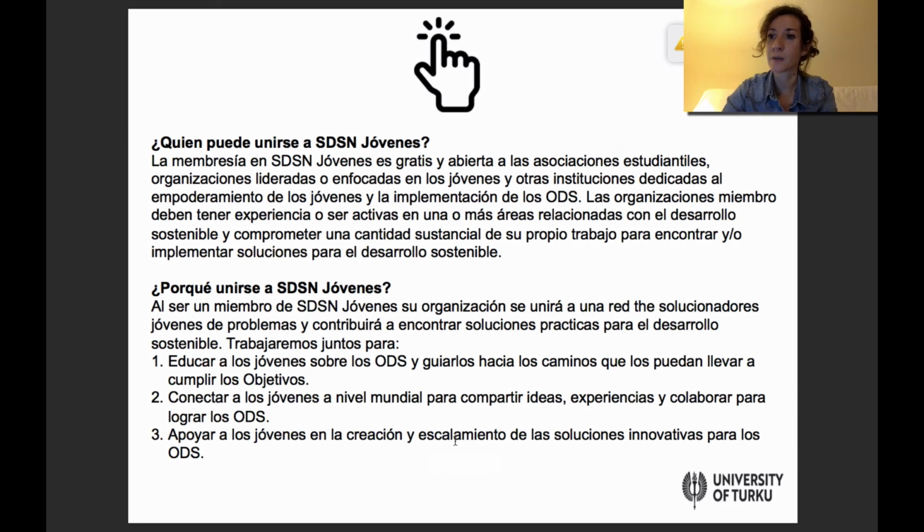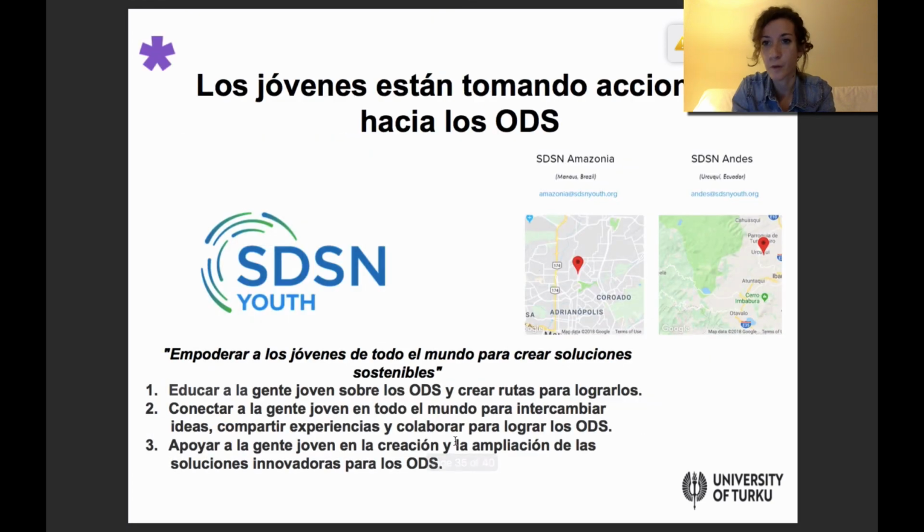And I put here some information if you want to join this network. So actually, the membership is free, and it's open to, for example, student associations and other organizations that are focused on youth and the empowerment of youth. And by joining SDSN, you can then take part in, for example, their activities and learn more about their projects and their network. And as you could see, for example, from the previous slide, I put here some examples of their regional offices, but they have regional offices all over the world.